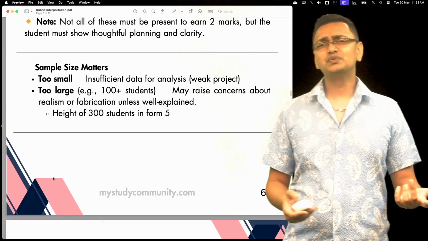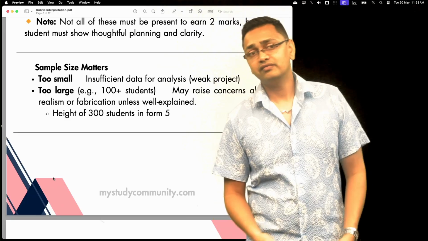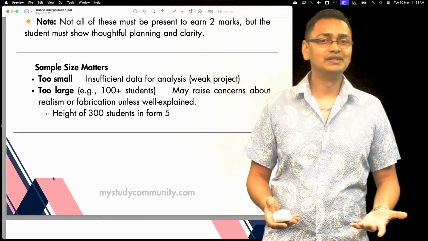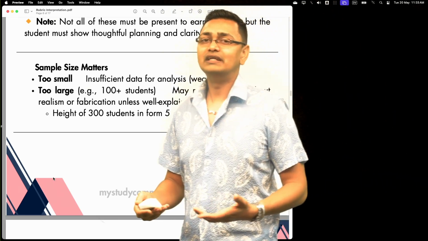If your sample size is too small, if you are taking the heights, let's just say, of students in Form 5, and you take 5 heights, and your Form 5 class has 100 people, that's not a good sample size, right? You need to have more in the sample.